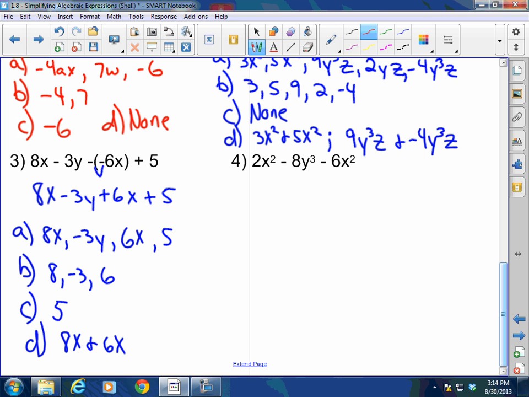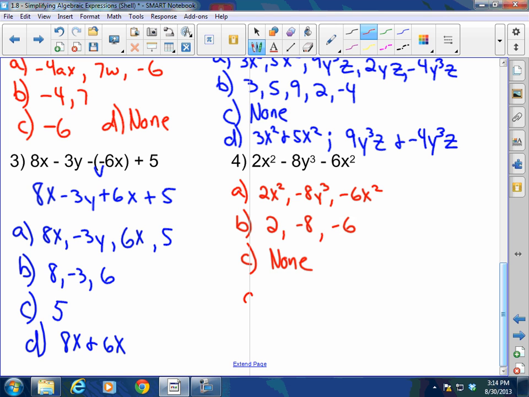And last but not least, the terms here are 2x squared, negative 8y cubed, negative 6x squared. Remember, terms are separated by plus or minus signs. The coefficients are 2, negative 8, and negative 6. The constant: there's none in this case. There are no numbers by themselves. And the like terms: we've got 2x squared and negative 6x squared.